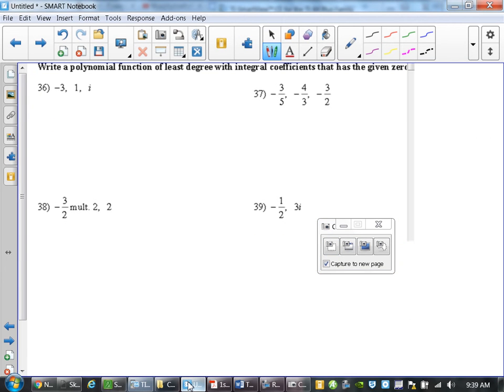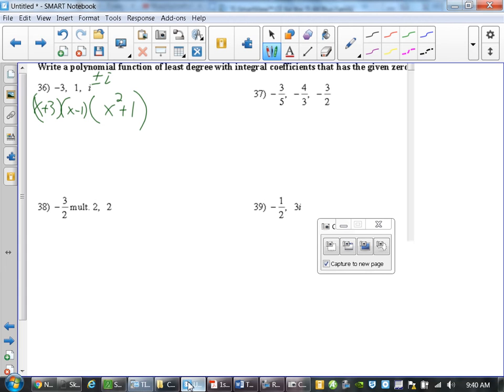All right, so at 36, you have zeros at -3, 1, and i. Therefore, you have another one at negative i. What is the term that creates plus or minus i? x squared plus 1. My other two terms are going to be x plus 3 and x minus 1, and I just multiply it all out. That's it? Yeah.